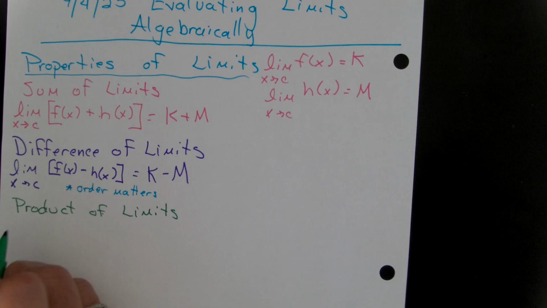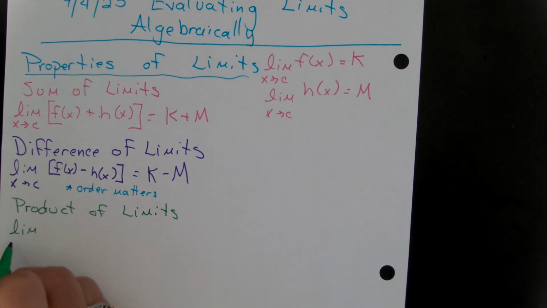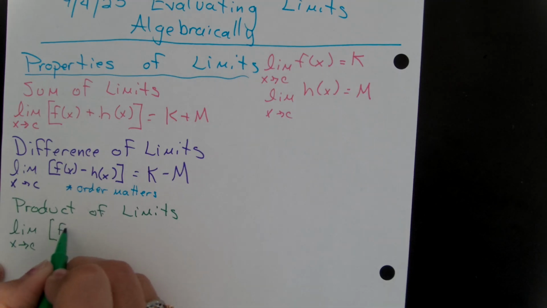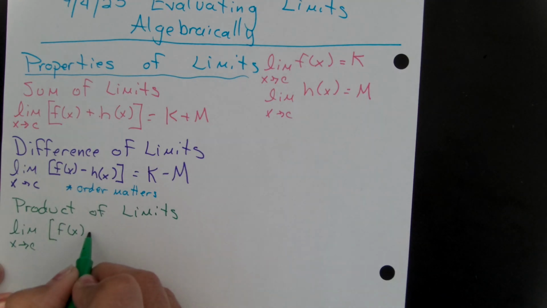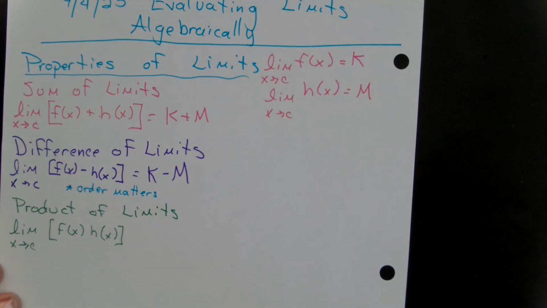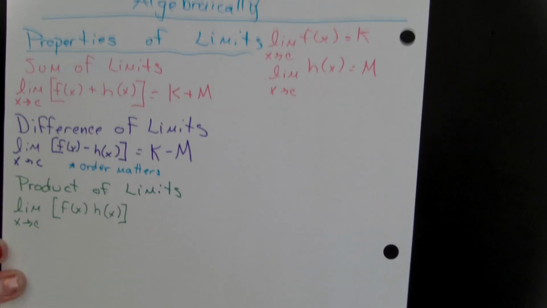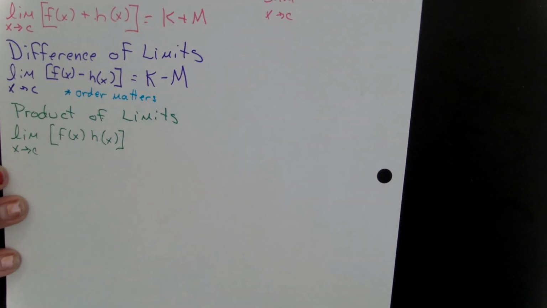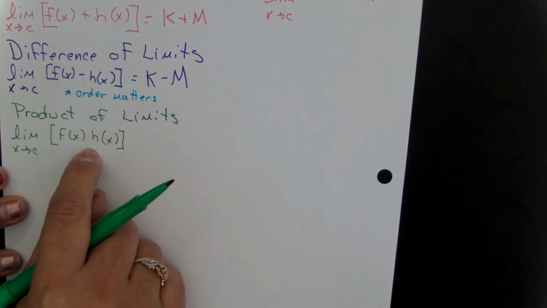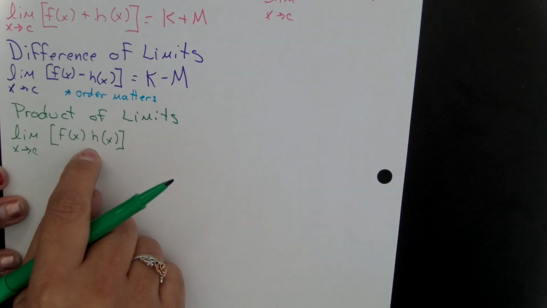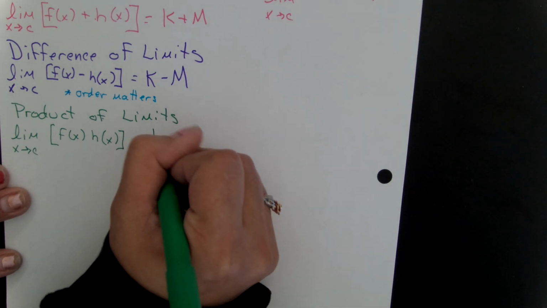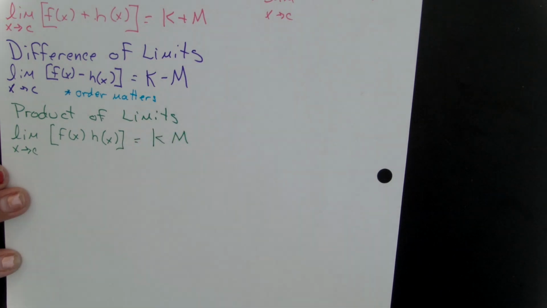The product of limits says that if I have the two functions being multiplied together, I know it's multiplication because there's no operation. Again, I know it's multiplication because there's no operation separating the two functions. I can multiply the two limits together.